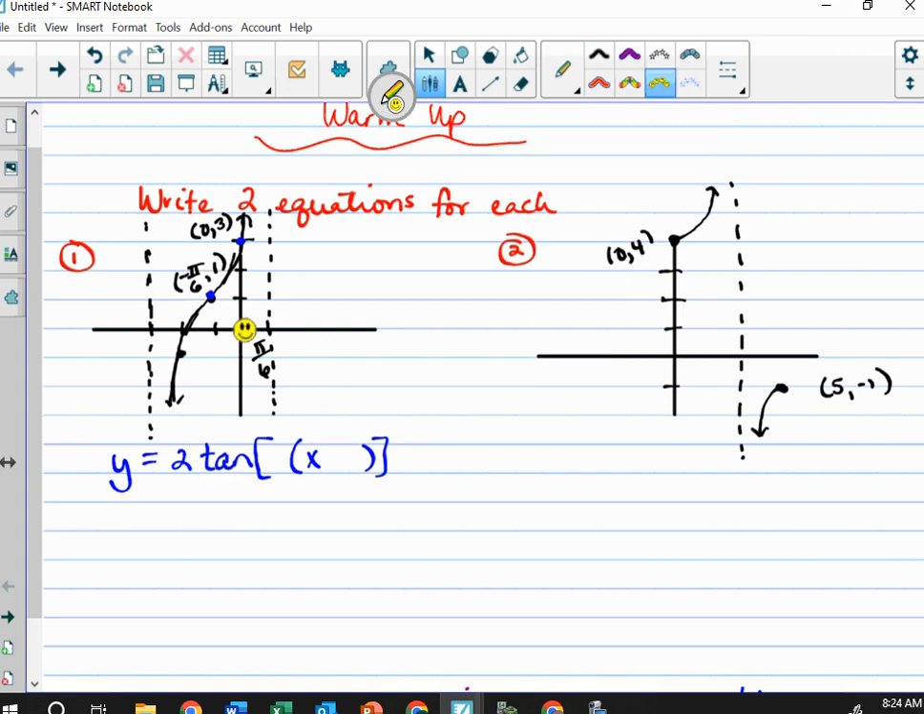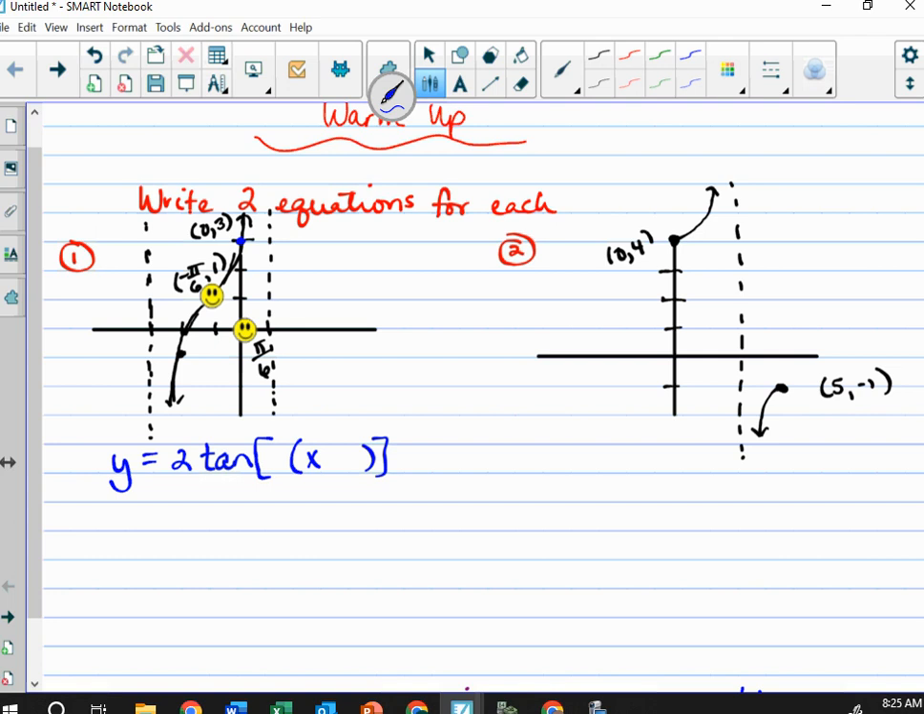tangent normally has a point that goes through 0, 0, right? Like that's sort of the center of your tangent curve. That point is now up here. So how do you get from the first smiley face to the second smiley face? Like where did you go? Up, down, left, right, what happened? Left by pi over 6 and up 1, good.